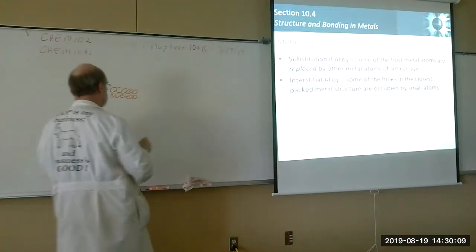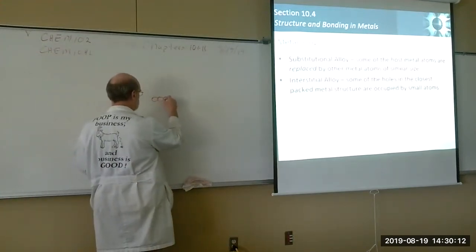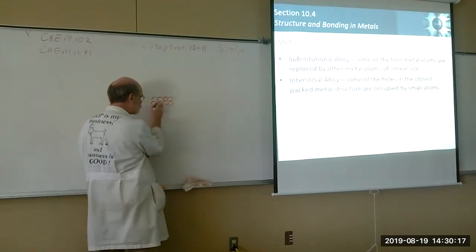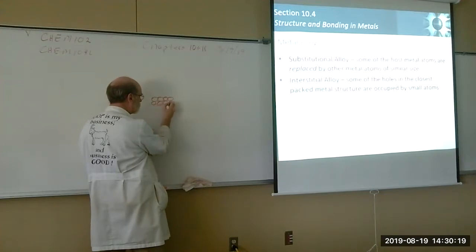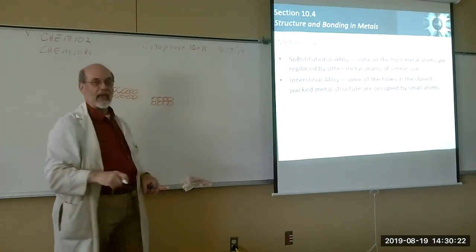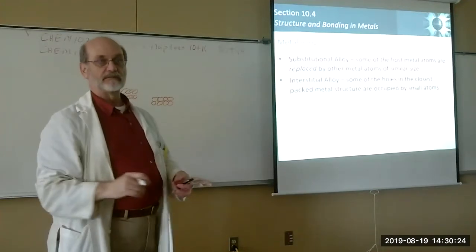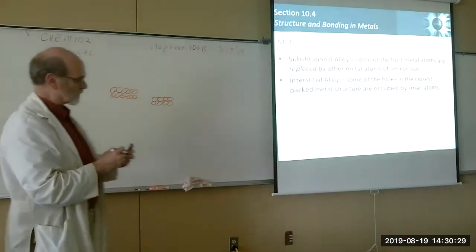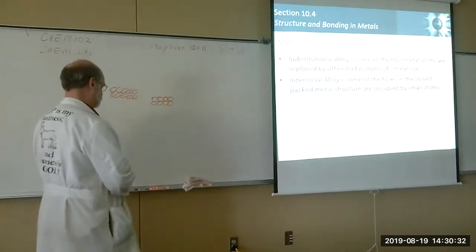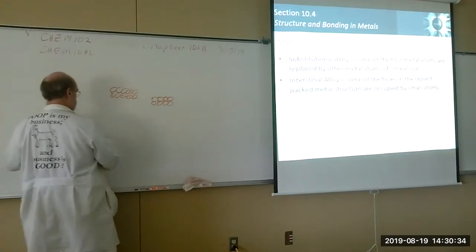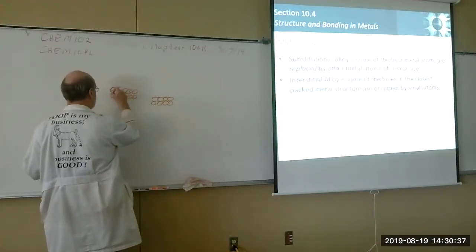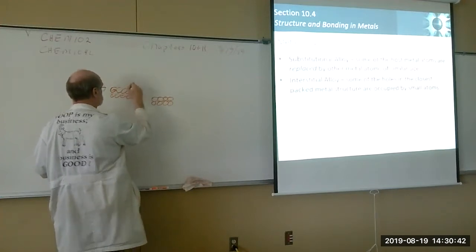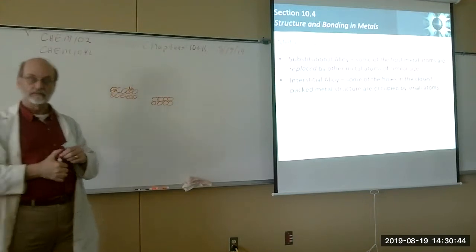Interstitial alloy is one which has gaps in here, and you put your alloying material in those gaps. That's steel. Iron, substitute carbon in there. It's an interstitial alloy to make steel. Whereas this one would be like, these are copper, and you substitute in here nickel and make brass. Okay.